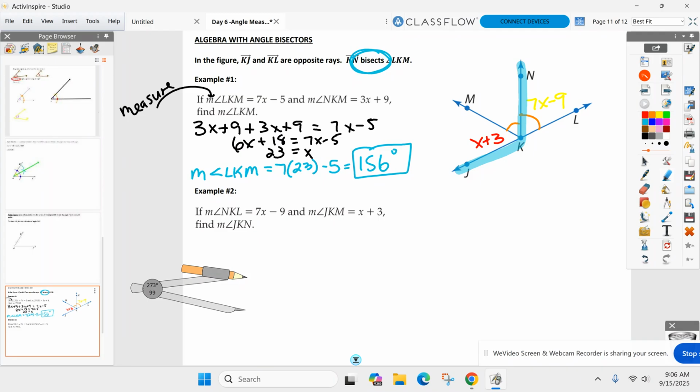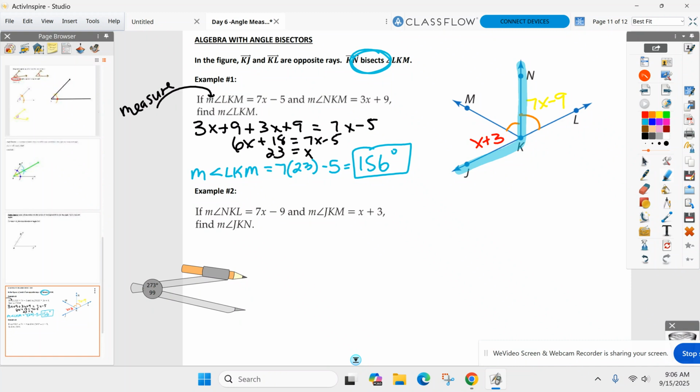My first question: are x plus 3 and 7x minus 9 equal? Can I set them equal to each other and go? No, there's no arc marks there. Sorry, that ain't happening. Is there anything you can add to the diagram? We labeled the 7x minus 9 and the x plus 3. Is there anything else you can put on the diagram?